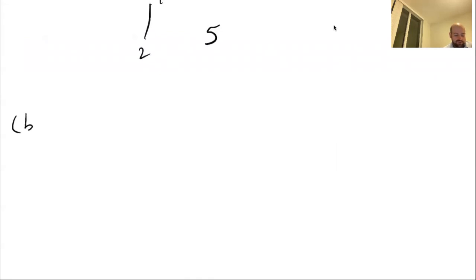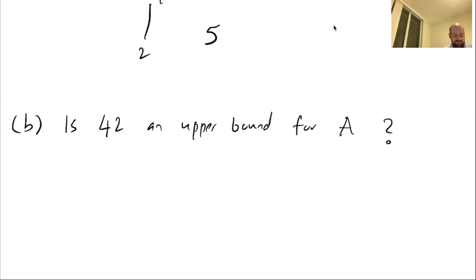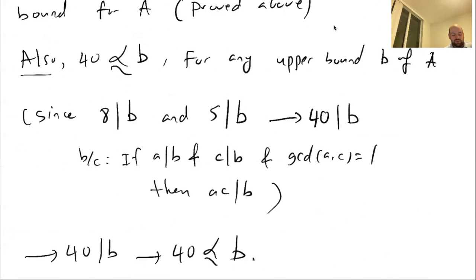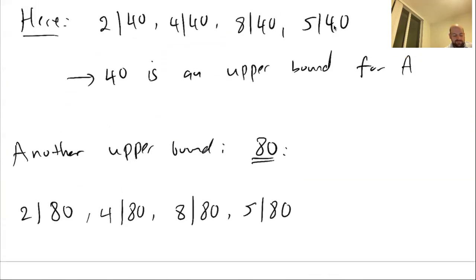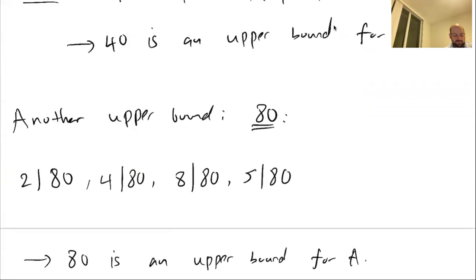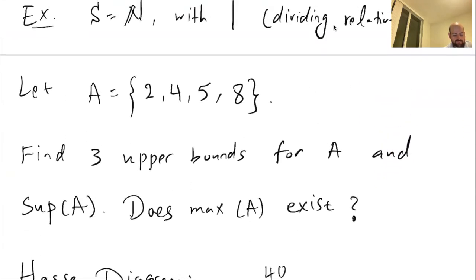So let me add part B of this question. Is, let's say, 42 an upper bound for A? So A is this set. And remember, A was 2, 4, 5, 8. Can we say 42 is an upper bound for A? In other words, can we say every element of A is less than or equal to 42?